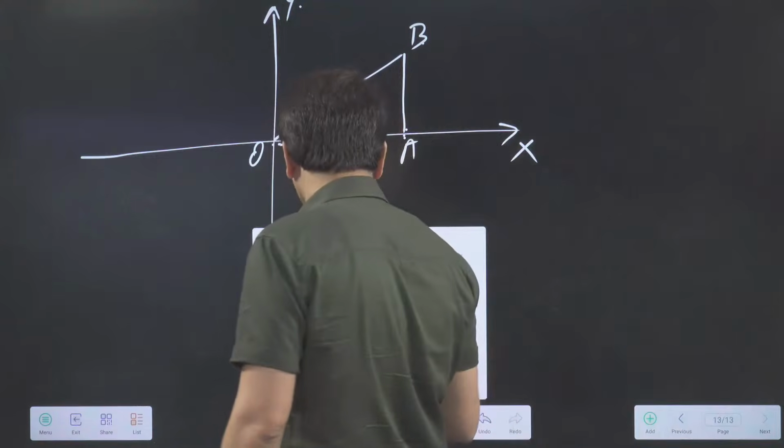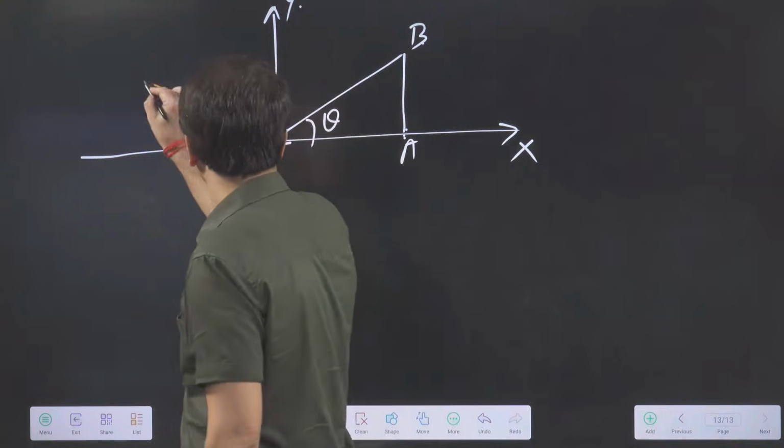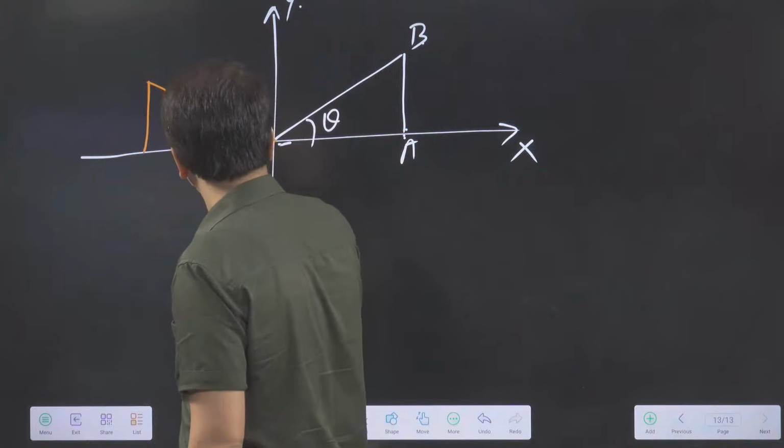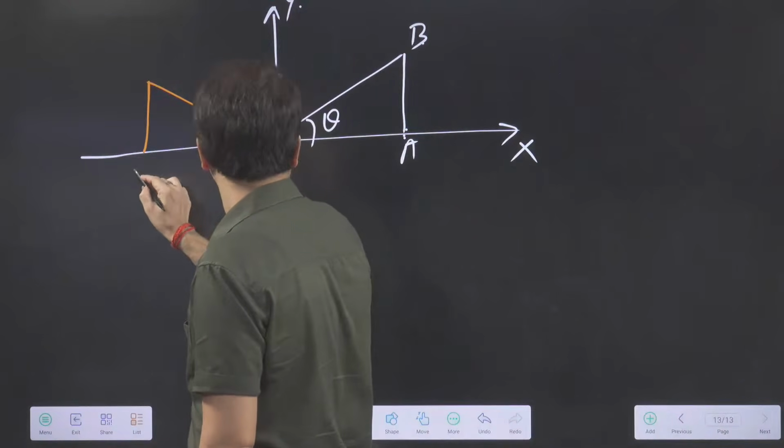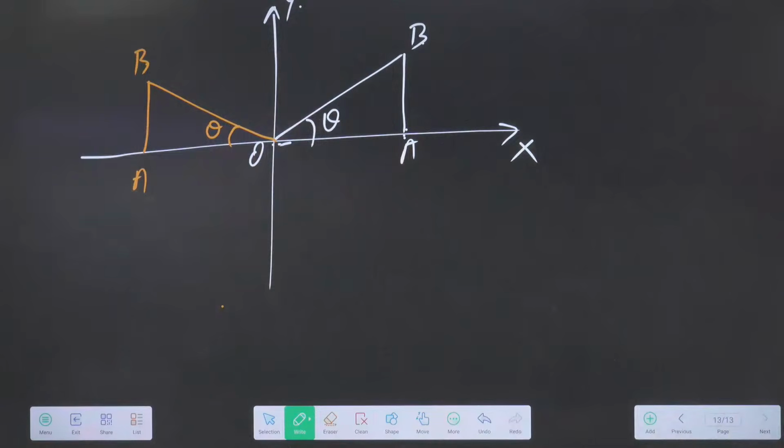But if I make the same triangle in the second quadrant, now who will say, what is the sign of OA? What is the sign of AB? OA and AB.